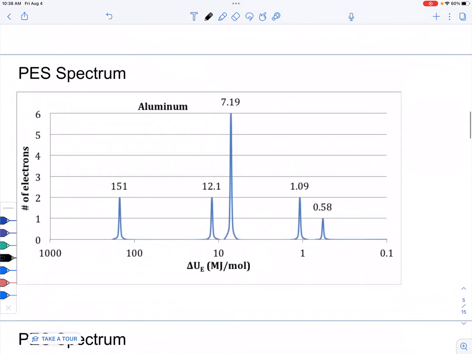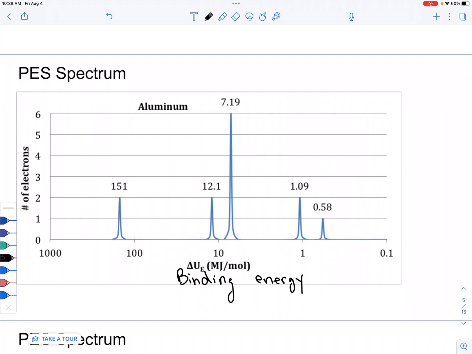Alright, so here's what a PES spectrum looks like. So on the x-axis we have what's called the binding energy. So the binding energy is the amount of energy in that attraction. Because again, I'm always going to keep going back to magnets. Opposite charges attract. Protons and electrons, or the nucleus and electrons, are like magnets. They are opposite in charge, so they're going to attract to each other.